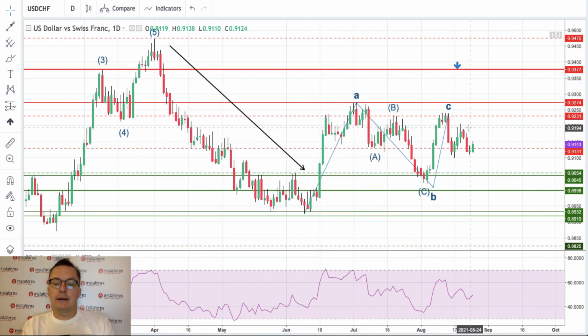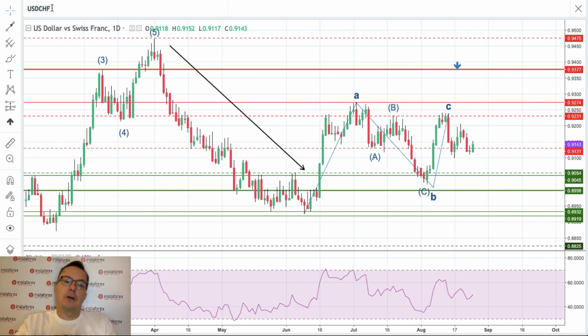We got the correction to the upside, and we should continue moving lower on the US dollar to the Swiss franc. The low of wave B at 9,075 pips, and the technical support at 8,998 pips are those that we should keep an eye on.